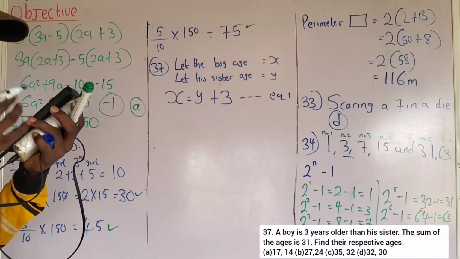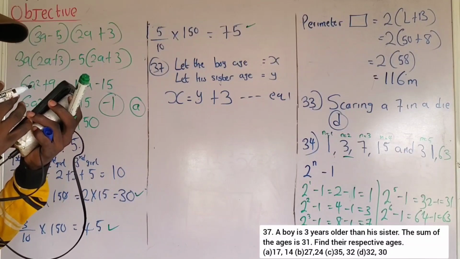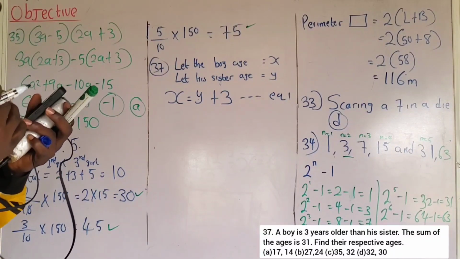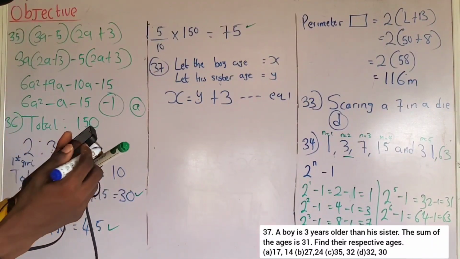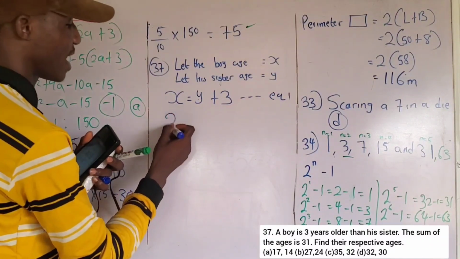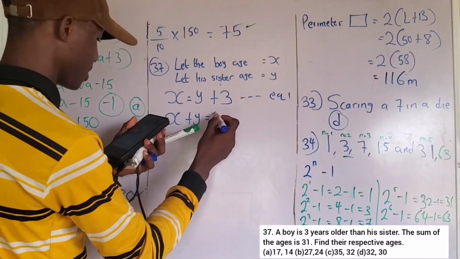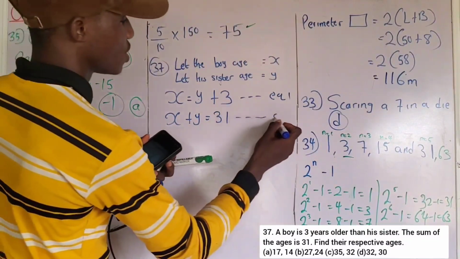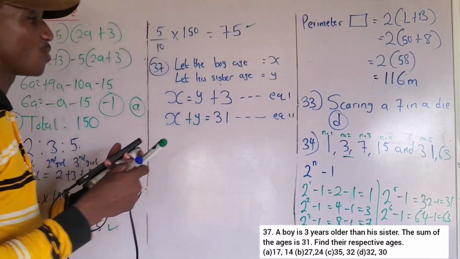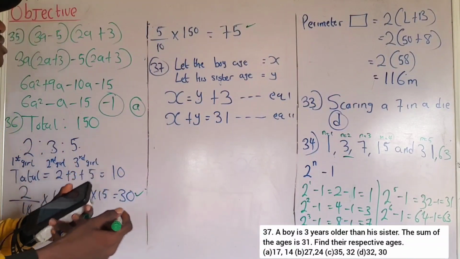The second statement says the sum of their ages is 31. The sum simply means addition. So if you sum their ages together, x plus y will give us 31. Find their respective ages. Let us call this equation 2. We can easily solve this using the substitution method.